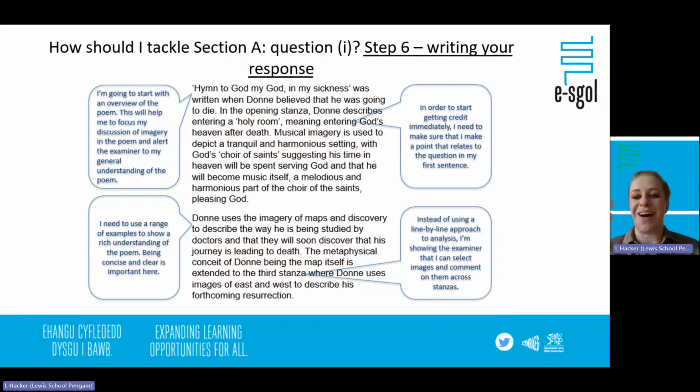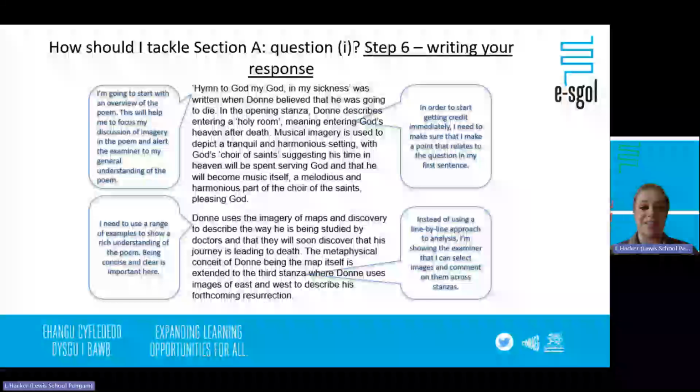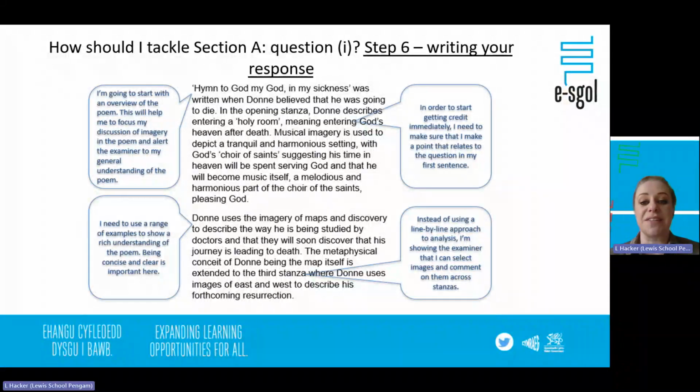Now, in order then to start getting credit from the examiner immediately, you need to make sure that you make a point that relates to the question in your first sentence. So as this candidate has done in the opening stanza, Donne describes entering a holy room, meaning entering God's heaven after death. And they've used integrated quotations there. So instead of a more laborious way of copying out a quotation and then explaining what it means, they have used integrated quotations, which is something that you really should adopt and do because it saves time and it also increases the level of your academic register.